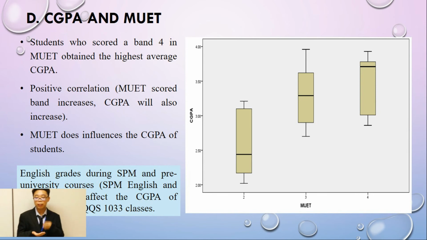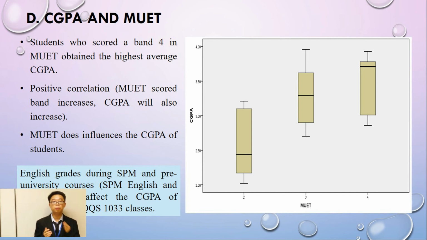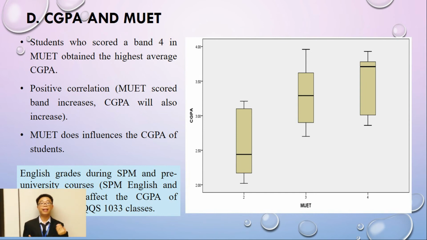So for CGPA and MUET, as you can see from here, the students studying SQS 1033 obtain MUET in band 2, band 3 or band 4, and students who obtain a high band 4 in MUET obtain the highest average CGPA compared to those who obtain band 2 and band 3 in MUET. So a positive correlation exists between CGPA and MUET, where when the student obtains a higher band in MUET, they obtain a higher CGPA. So we can conclude that MUET does influence the CGPA of the students.